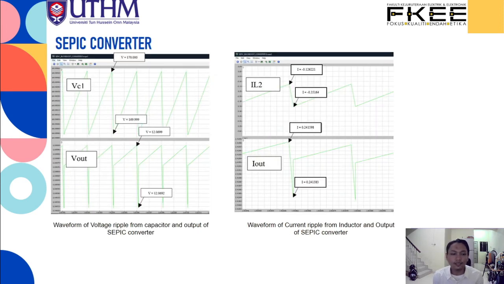The output voltage for the SEPIC converter is in the positive polarity. On the left side is the waveform of the voltage ripple from capacitor 1 and output of the SEPIC converter. On the right side is the waveform of the current ripple from inductor 2 and output of the SEPIC converter.